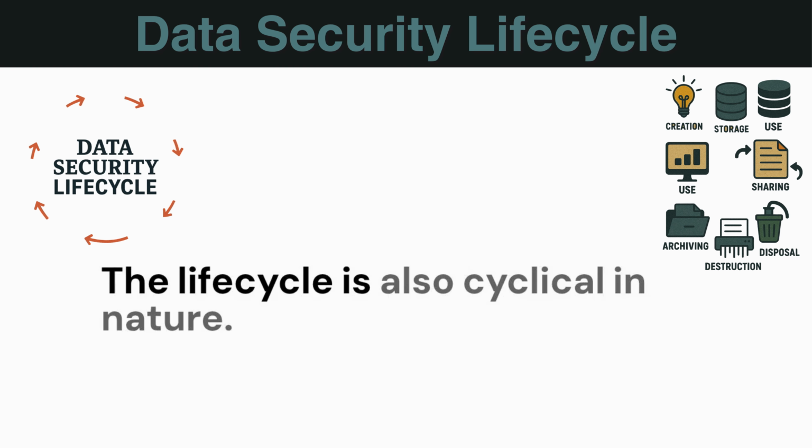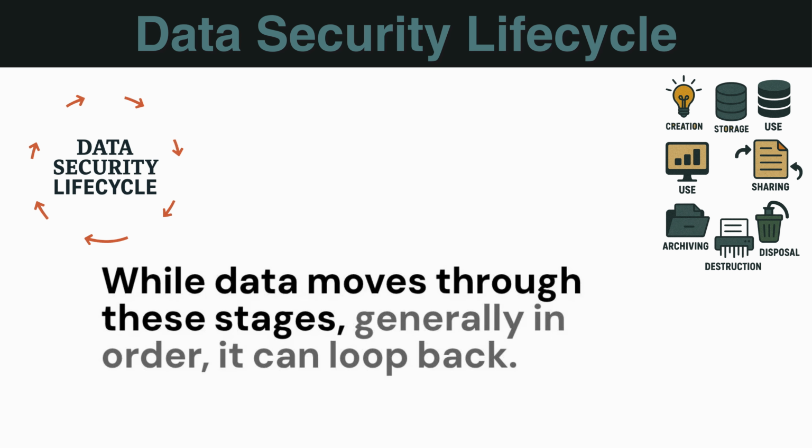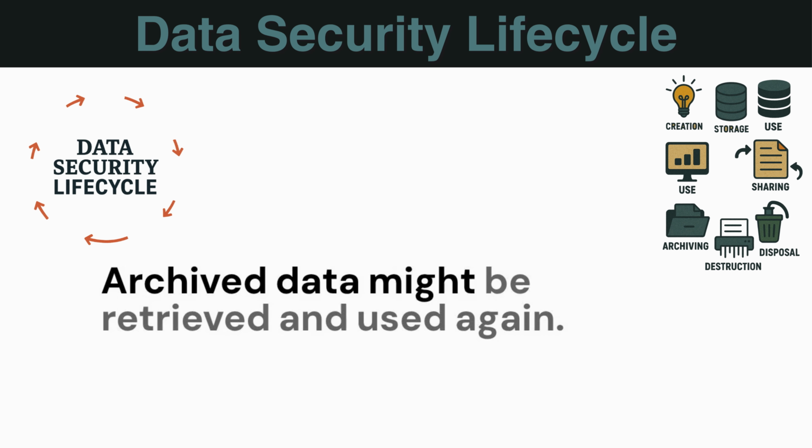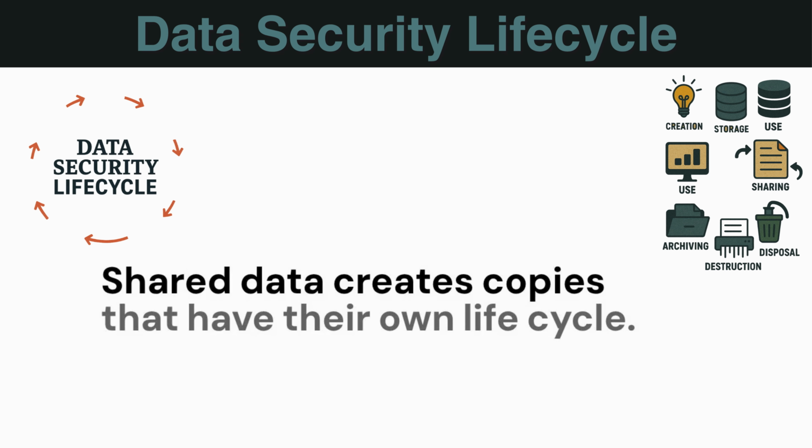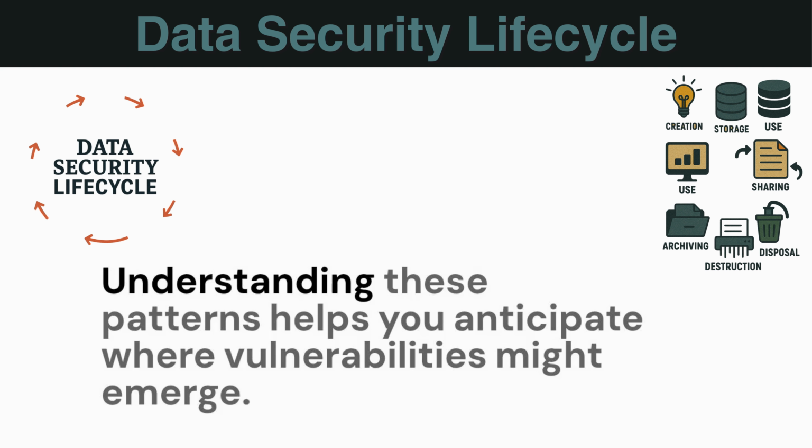The lifecycle is also cyclical in nature. While data moves through these stages generally in order, it can loop back. Archived data might be retrieved and used again. Shared data creates copies that have their own lifecycle. Understanding these patterns helps you anticipate where vulnerabilities might emerge.